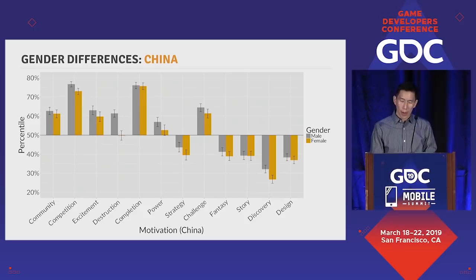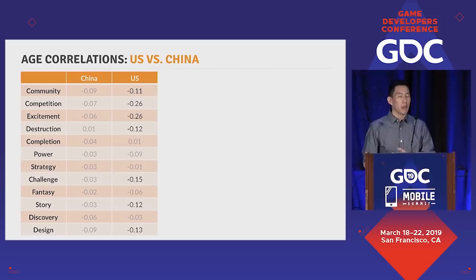We saw this paralleled with the age data. Let me talk through the second column, the US column. I've been talking about how motivations like competition, destruction, and excitement decline with age. These are the correlation coefficients. In the US, 7 of the 12 motivations have a correlation coefficient above 0.10. It's a small to medium-sized correlation. Among the Chinese sample, none of the age correlations were above 0.1.